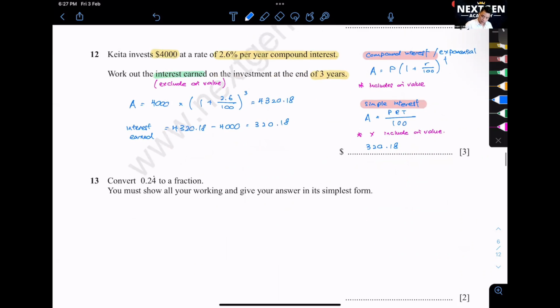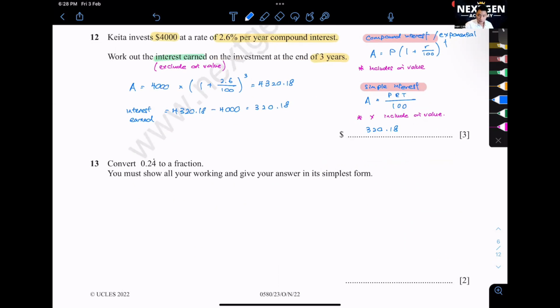Okay, next question. Convert 0.24 to a fraction. You must show all your working and give your answer in its simplest form. Okay, what type of question is this? This is called a recurring decimal type of question.